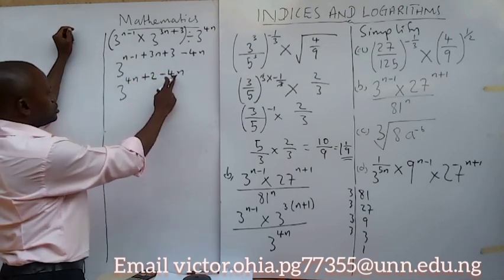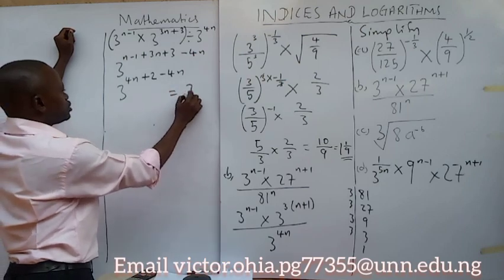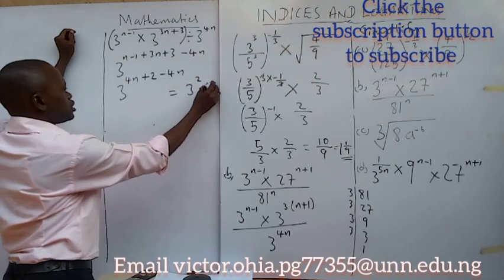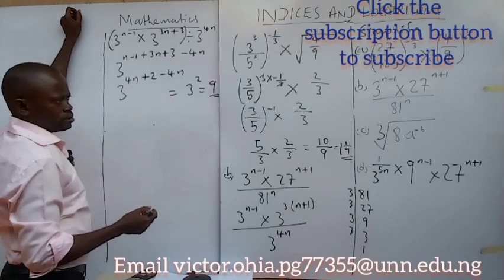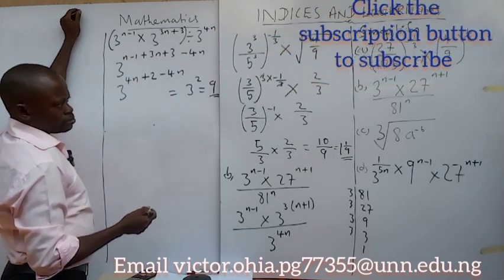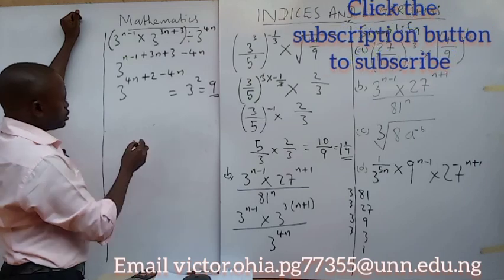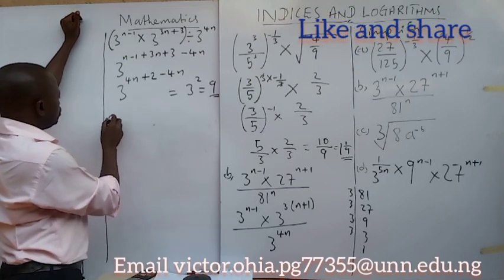So this will take away this. And what do we have left? We have 3 raised to the power 2 left, which is 9 as a result. Okay, I'm sure that explanation is also taken. Let's quickly look at example C.